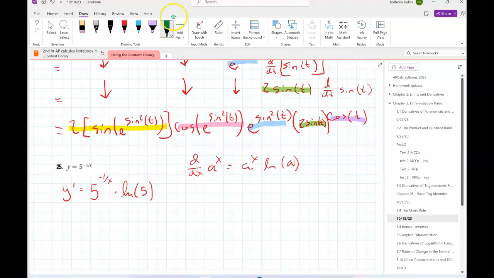So if this is e, what's the natural log of e? 1. So the derivative of e to the x is just e to the x, which we knew already, because the natural log of e is just 1. So that piece just drops off. Right? So it's just the same rule that we've seen. It just is a generalization.